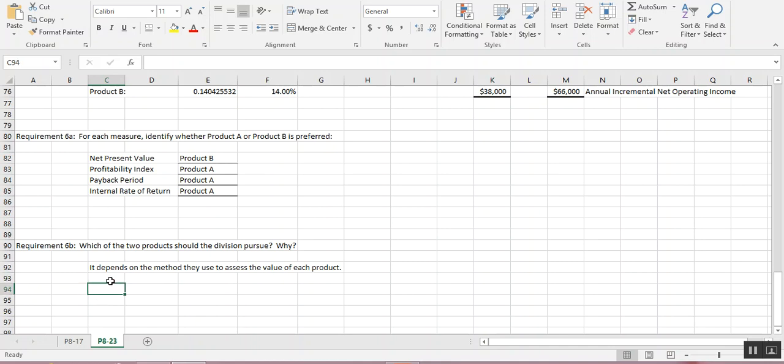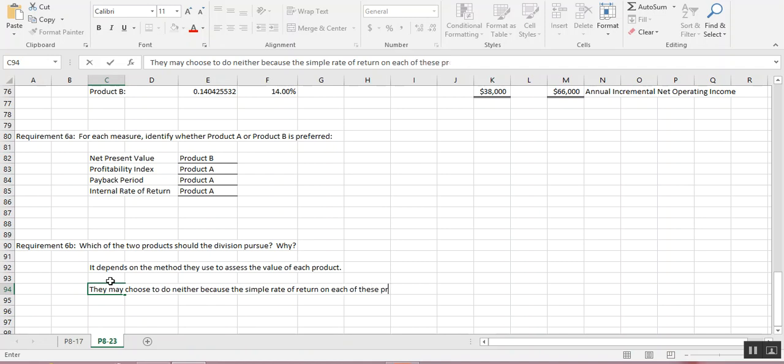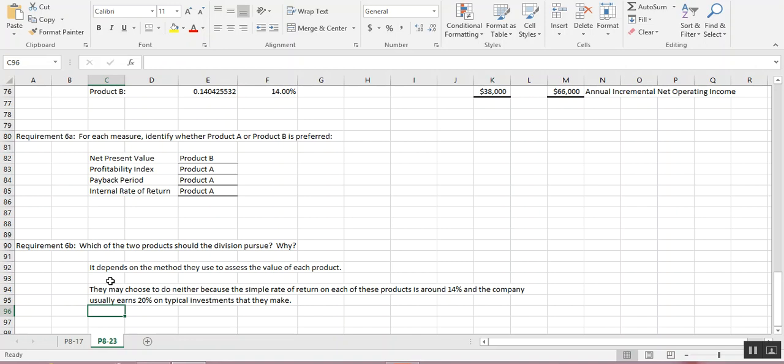And then we could also argue that they may choose to do neither, and that is because the simple rate of return on each of these products is around 14%, and the company could earn about 20% on the typical investments that they make. Sorry, it's hard to write and type at the same time. So that's just another way to look at it.